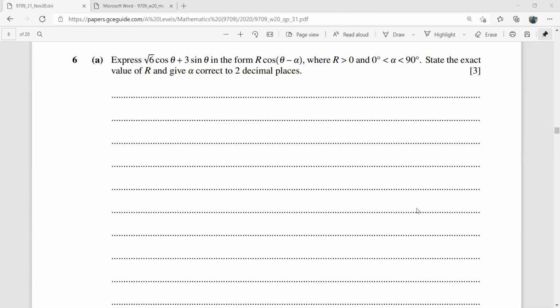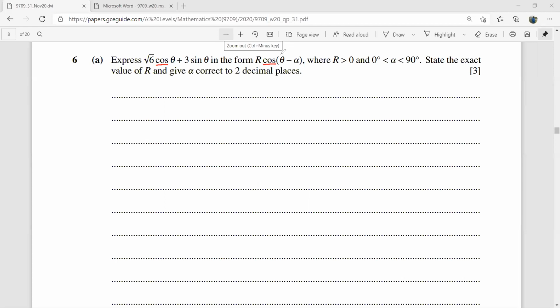Bismillahirrahmanirrahim. Question number 6 is from the trigonometry of P3. It says express this given expression into this form. So you have to see that sometimes you have to write this into r cos something or r sin something. If your expression has to be written in terms of cos, then this should be starting from the cos.